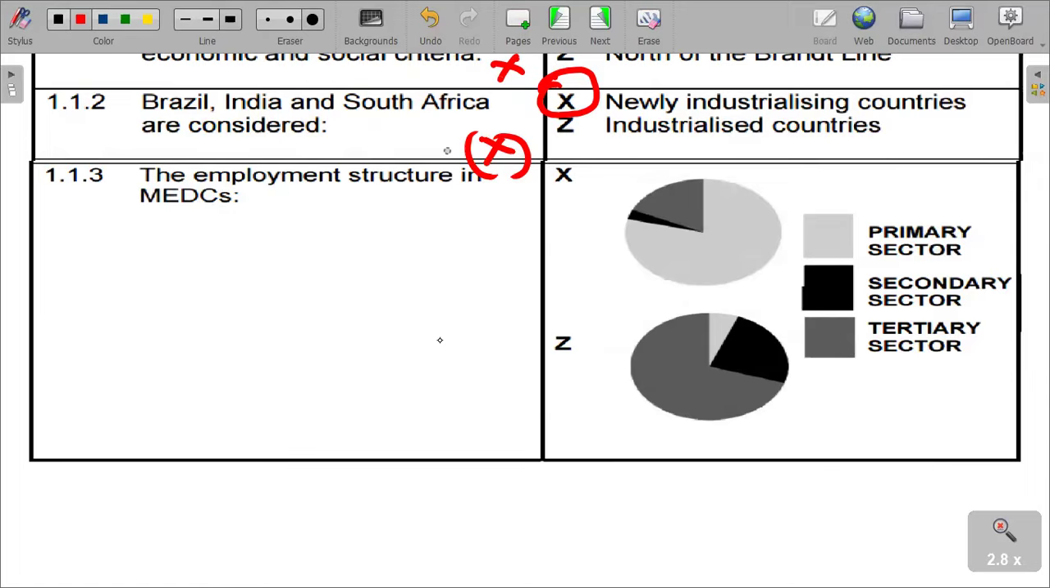So you find out that in most economically developed countries, we have the tertiary sector dominating. In these countries, they are dominated by the tertiary sector.